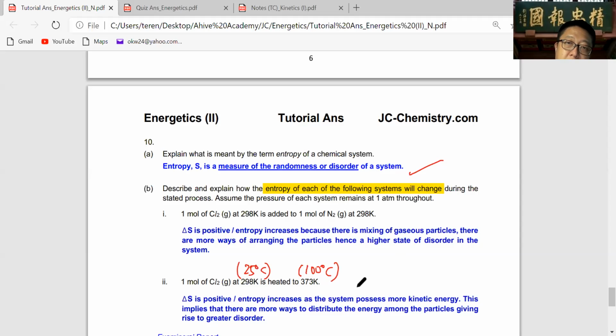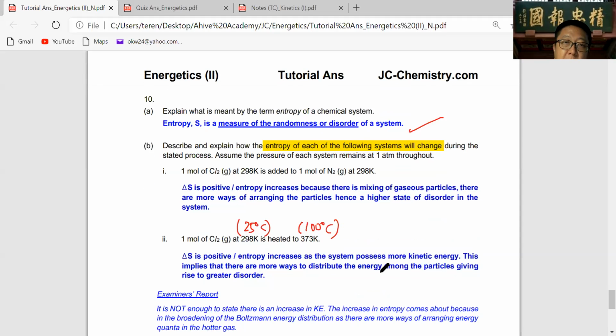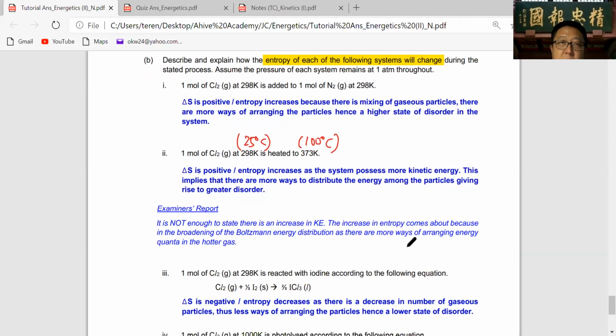So this is why people who are good in science can be dangerous people. They combine this entropy idea into the making of a more powerful chemical weapon. Okay, so just for appreciation. This is the examiner report, just for your reading.